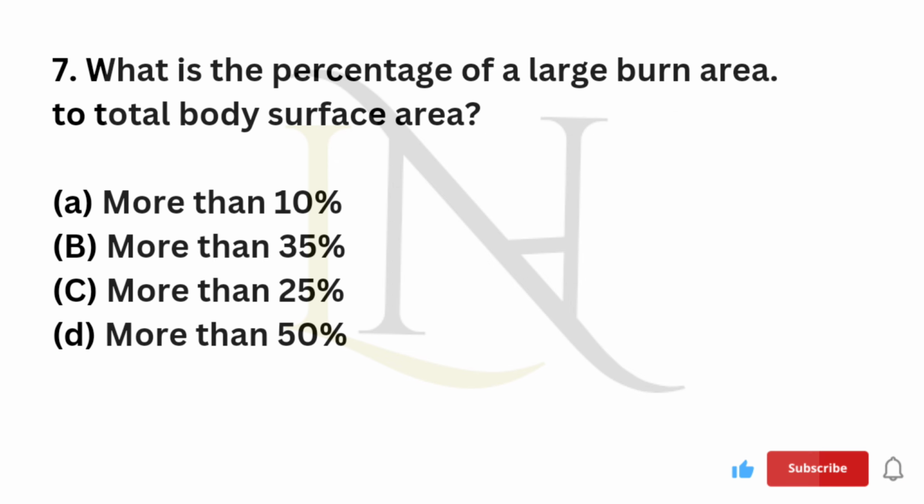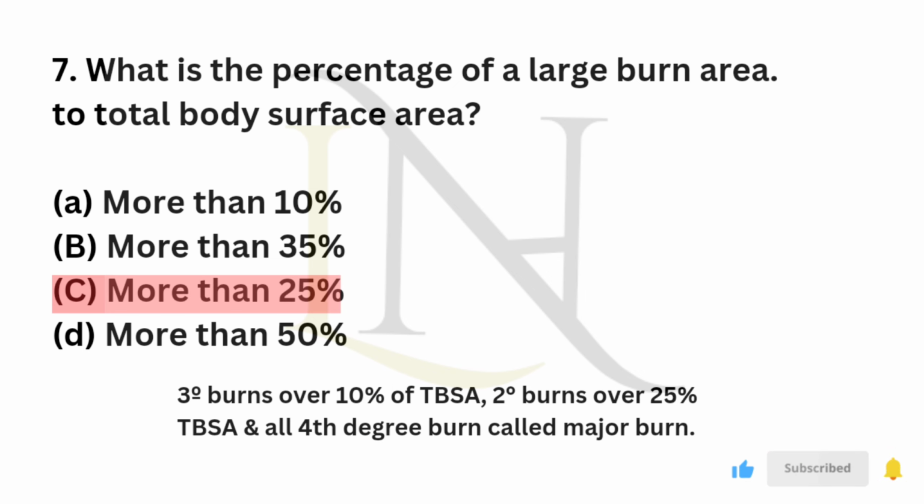Next MCQ. What is the percentage of a large burn area to total body surface area? Option A, more than 10%. Option B, more than 35%. Option C, more than 25%. Option D, more than 50%. Answer is option C, more than 25%. Third degree burns over 10% of total body surface area, second degree burns over 25% of total body surface area, and all fourth degree burns are called major burns. Move to the next MCQ.